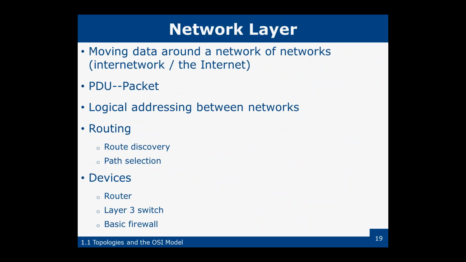Logical addressing between the networks. Each network is going to have its own set of addresses, and we're going to delve into IPv4 separately. So this is one of those, trust me, and it's going to get better. But logical addressing means that it can change, where at layer 2, the address was permanent. It's a MAC address that's burned into the device at the factory.